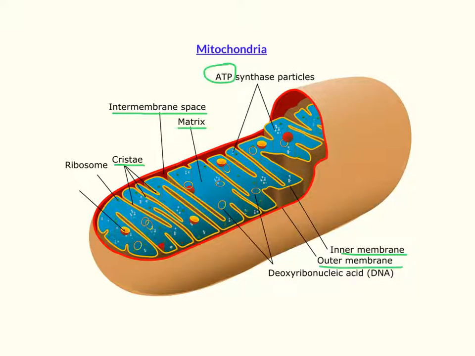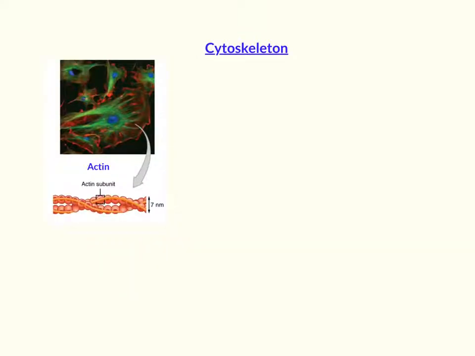Mitochondria also contain their own circular DNA and ribosomes, which means they can make some proteins. The cytoskeleton helps maintain cell shape, assists in movement of the cell, and transports material within the cell.